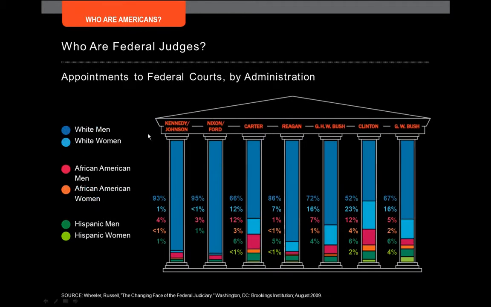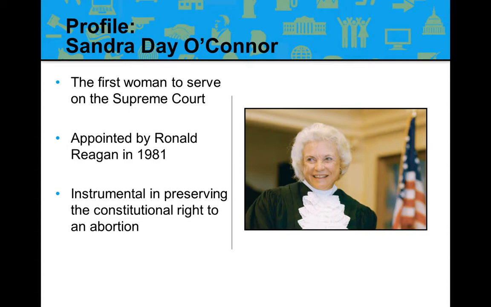Okay. When it comes to the different courts by administration, again, this is a different way to look at the graph we just showed you. And you can see as we moved through time, you had many more minorities being nominated or appointed to the bench, but still you have a big advantage for Caucasians, whether male or female, in the federal judiciary.